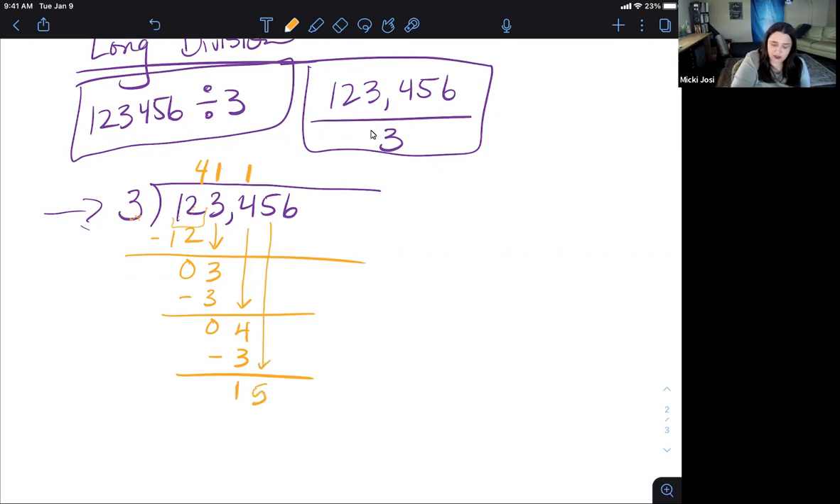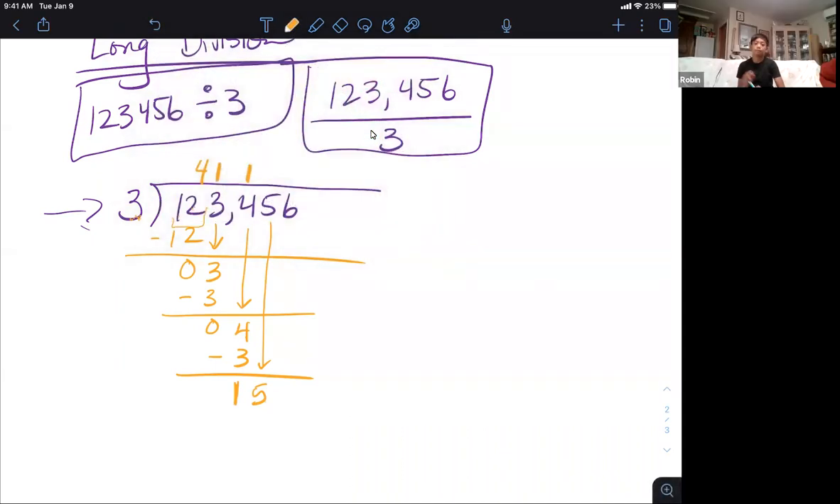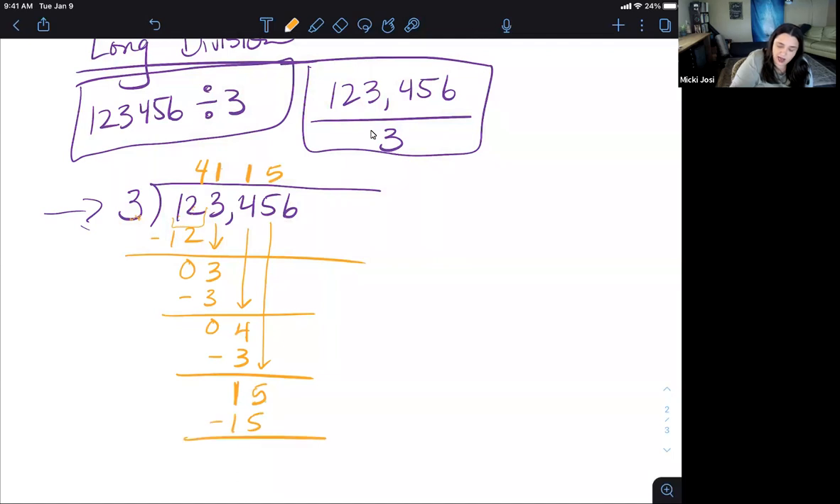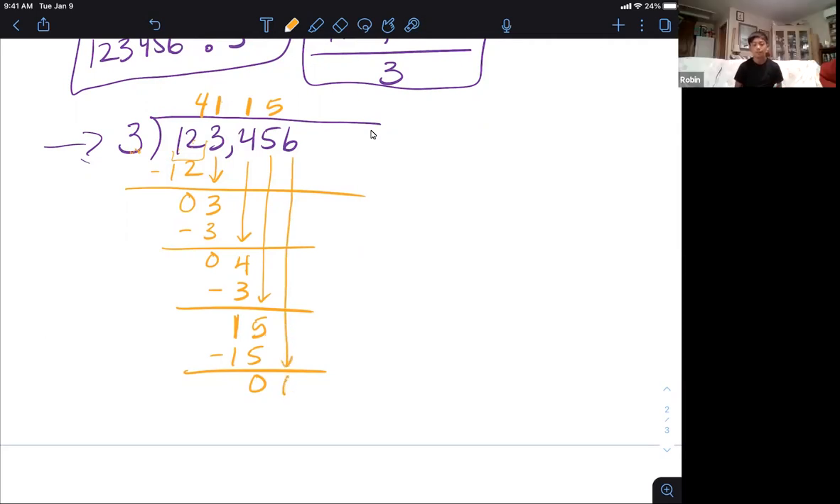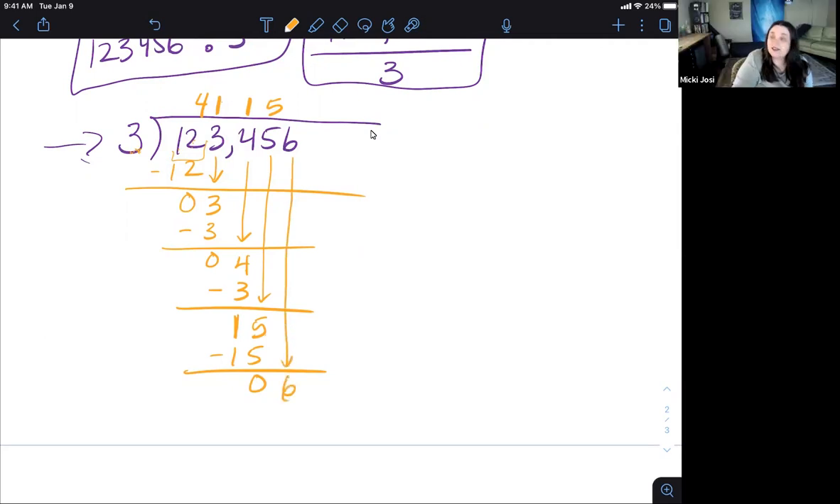How many times does 3 go into 15? You see how that became 15? 5. So we put the 5 up top. We have 15, we subtract, and we have 0. And then we bring down the 6. How many times does 3 go into 6? 2. We put the 2 up top. 2 times 3 is 6. We subtract. We have 0 remainder.